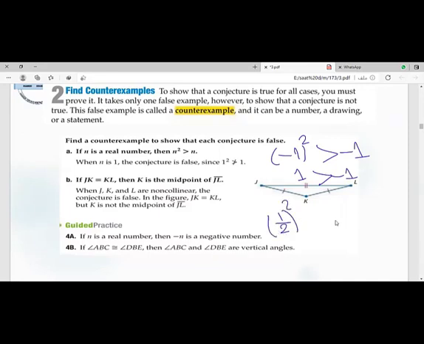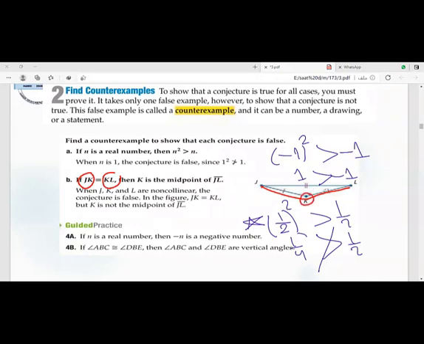Is 1/2 squared greater than 1/2? It's 1/4. It's not greater than 1/2. So we have here an example that makes the statement false. We call it a counterexample. So the counterexample makes the statement false. Another example here: if JK equals KL, then K is the midpoint. No, K here is not the midpoint.